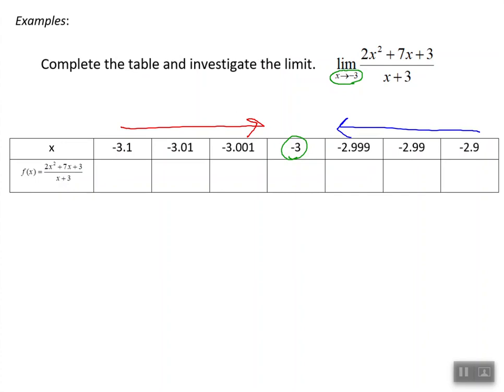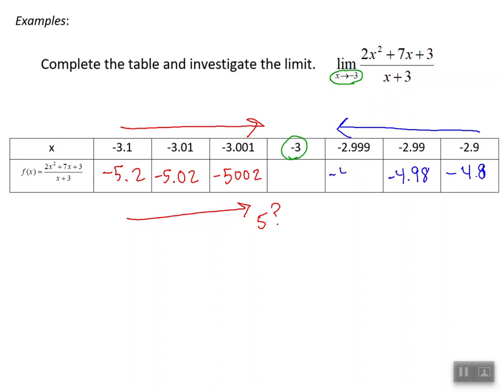So coming from the left, we were noticing these values, and we plug them in, and we see that coming from the left, it looks like these values are approaching the function value 5. How about coming from the right? The values that we plug in yield negative 4.8 on that side, negative 4.98, negative 4.998. So coming from the right side also looks like it's approaching 5.